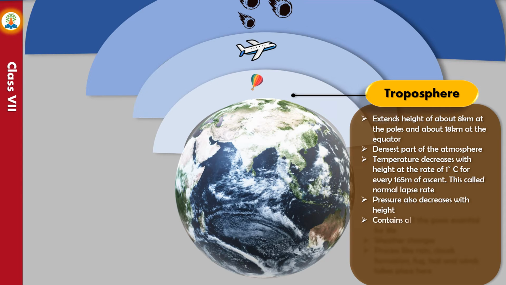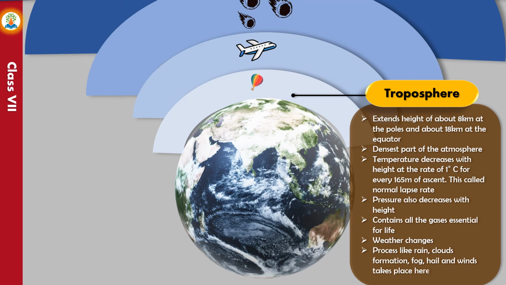It contains all the gases essential for life. This is the layer where weather changes. Processes like rain, cloud formation, fog, hail and winds take place here.